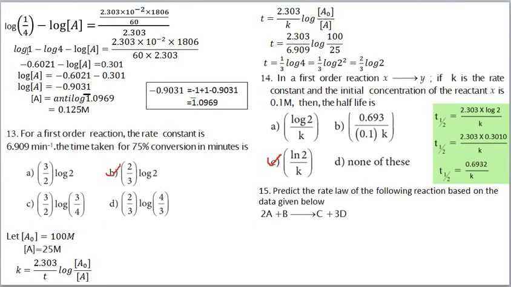Here log 1 is 0, so no need to write that one. Log 4 is equal to 0.6021. Then log A we write. We want to find out log A, so we move log A and this term to the other side. We get minus 0.6021, and this also becomes minus 0.301, equal to log A. So log A is equal to this. Simplifying, we get minus 0.9031. Then taking anti-log on both sides.